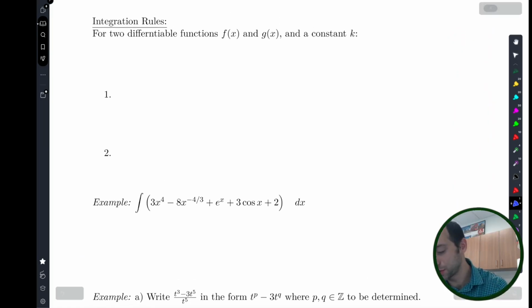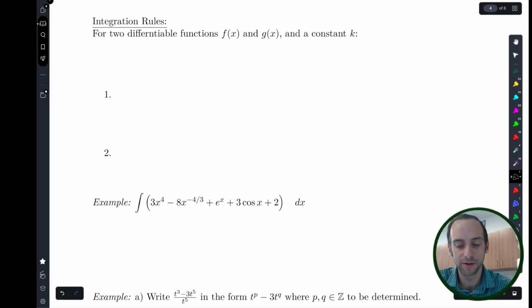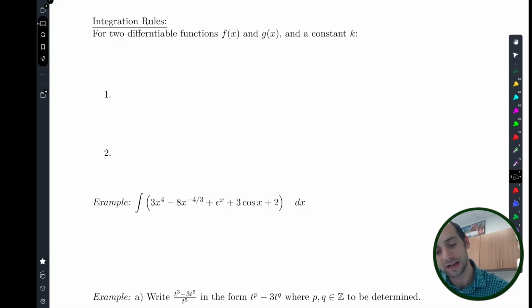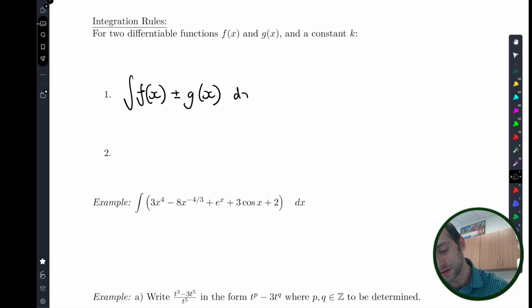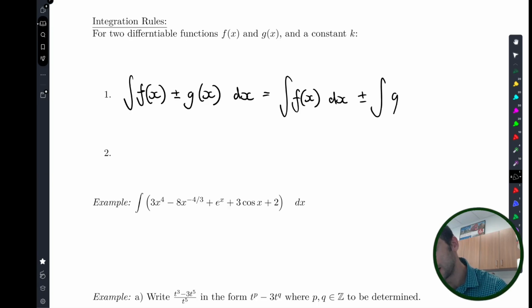That gets us to two straightforward integration rules, not given in the formula booklet. These are simply sum and difference formulas for integrals. So for the integral of two functions added or subtracted together, f of x plus or minus g of x inside your integral, there is a rule which says you can integrate these functions separately and then add or subtract those two results. This is essentially similar to a distributive property for integrals.